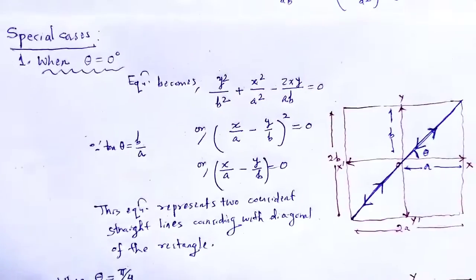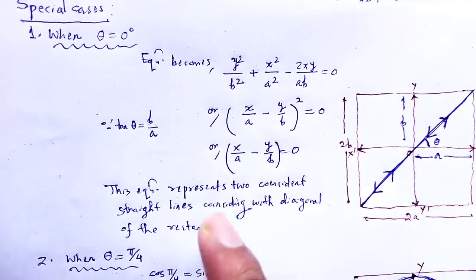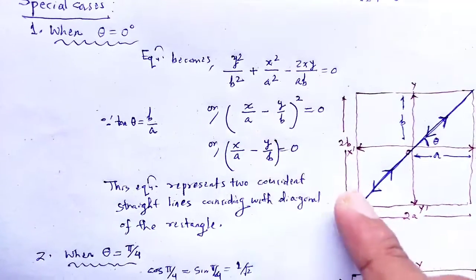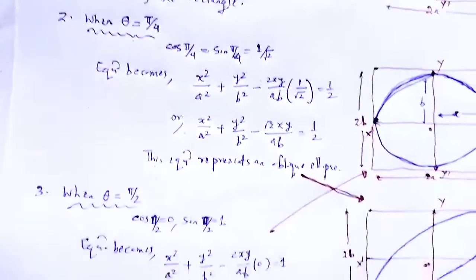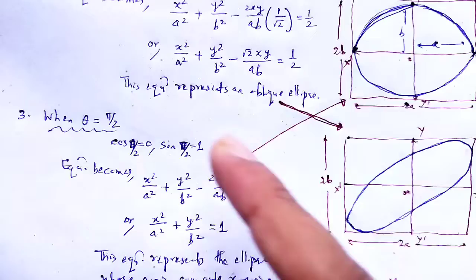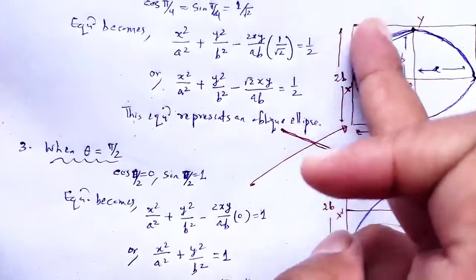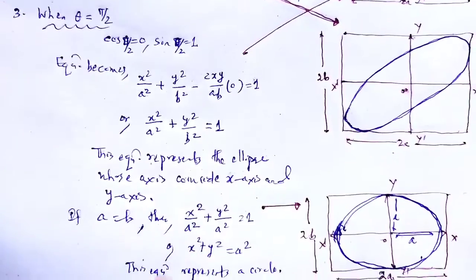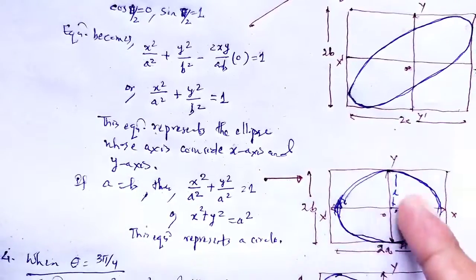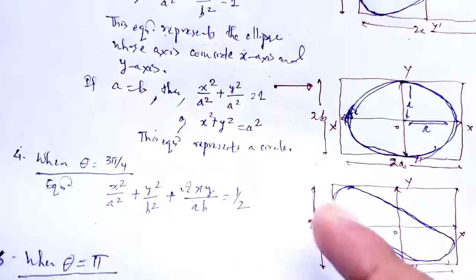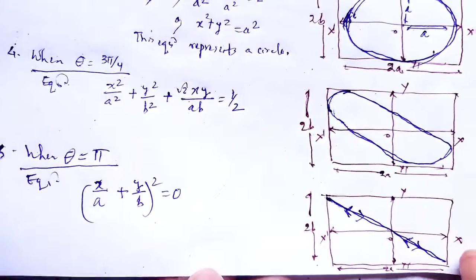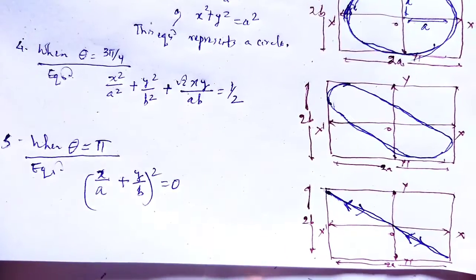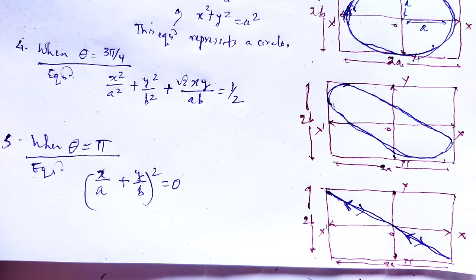There are various conditions. When theta is equal to 0 degree, that equation reduces to that form, that is the graphical representation. Then theta is equal to pi by 4, that is the graphical representation. Then theta is equal to pi by 2, that is the graphical representation. And if a is equal to b, then it reduces to a circle. Then theta is equal to 3 pi by 4, and when theta is equal to pi. These are the special cases. Throughout we discussed what the Lissajous figure is.